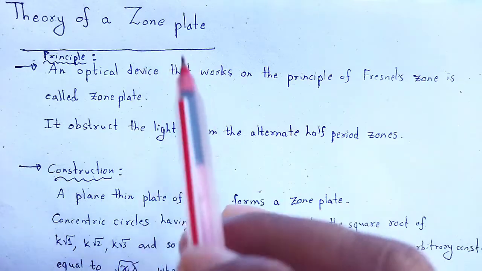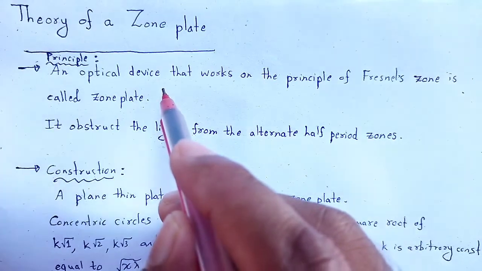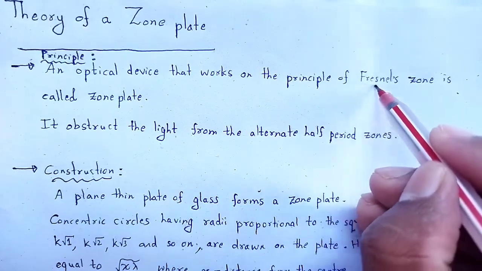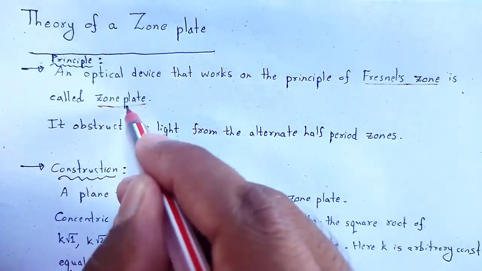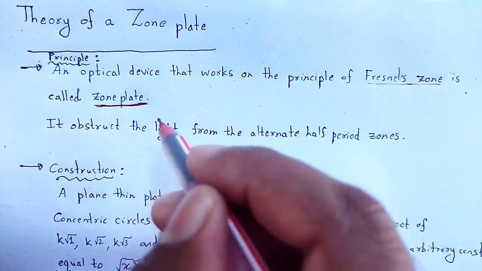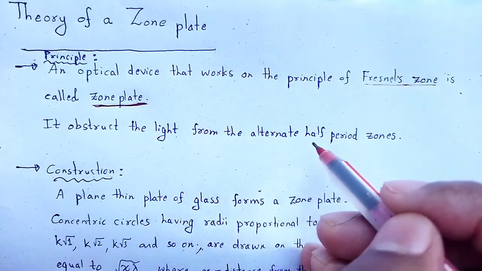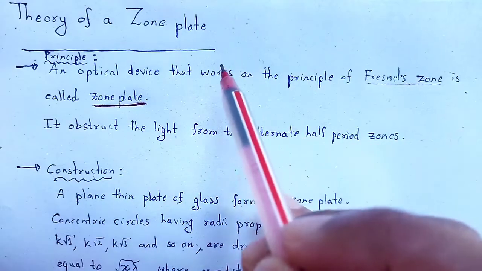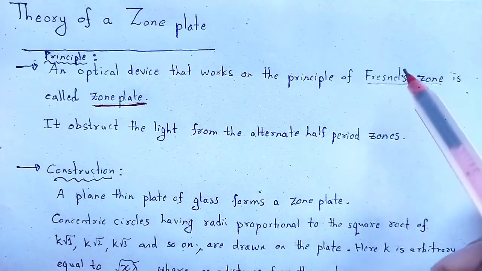What is a zone plate? It is an optical device that works on the principle of Fresnel's zones, which is known as the zone plate. What is its function? It obstructs the light from the alternate half period zones, as the zone plate is an optical device which works on the principle of Fresnel's zones.